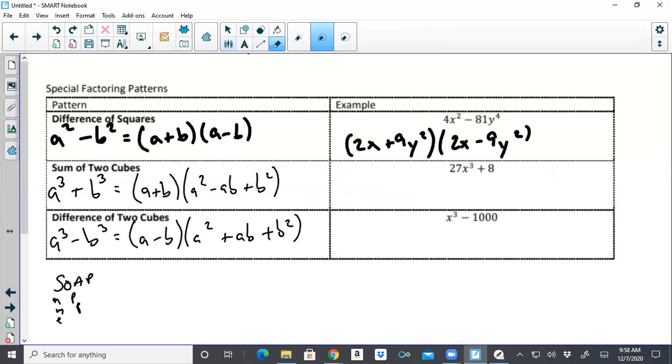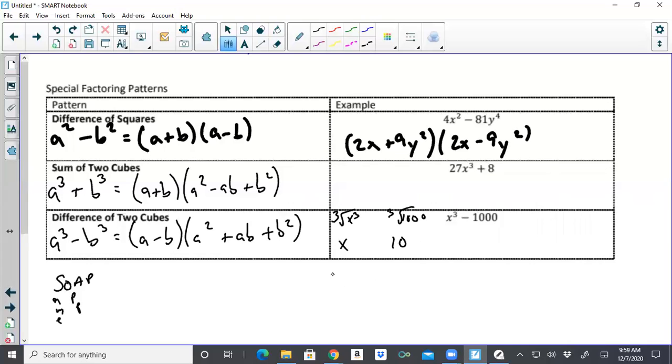So the second one is a difference of cubes, which obviously you should be able to tell means there's a minus sign. So I'm going to take the cube root of x to the third, and I'm going to take the cube root of 1,000. So those are things that you have to be able to recognize yourself. If I take x to the third, I divide the exponent by this number, which is x to the third divided by 3. So 3 divided by 3 is 1. The cube root of x to the third is just x. The cube root of 1,000 is just 10.